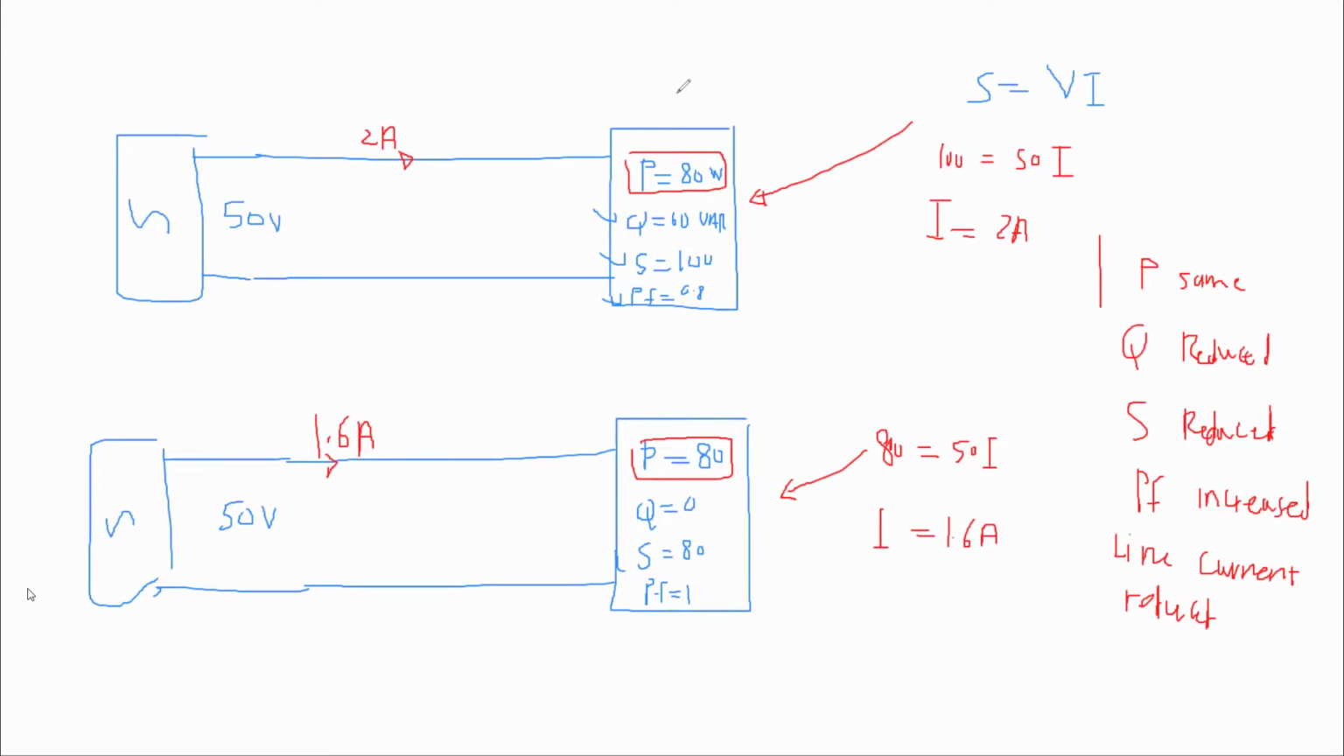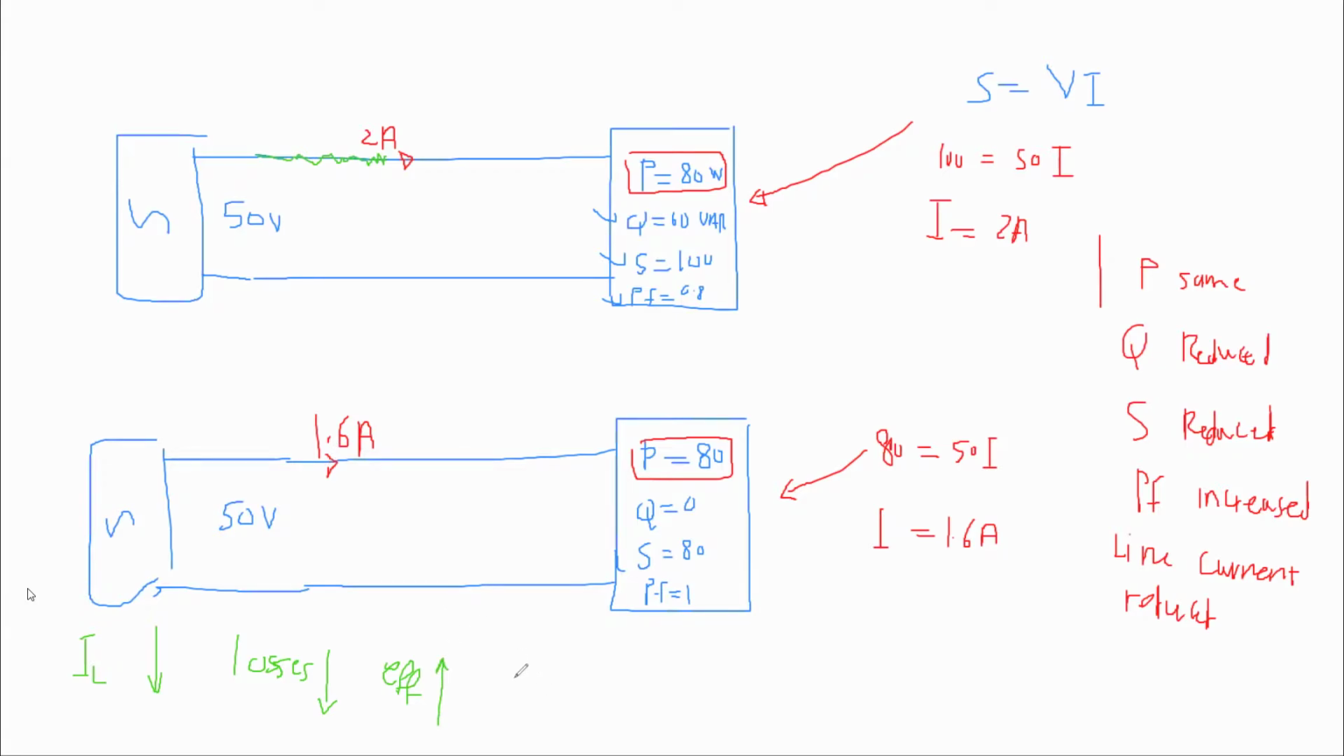Now when we reduce the line current, these are the benefits. We still have the same power. We're delivering the same real power, but the line has resistance. When the line current goes down, we're going to reduce the losses in the line. When losses are reduced, the efficiency of the transmission is higher.